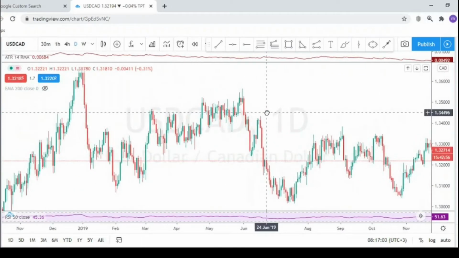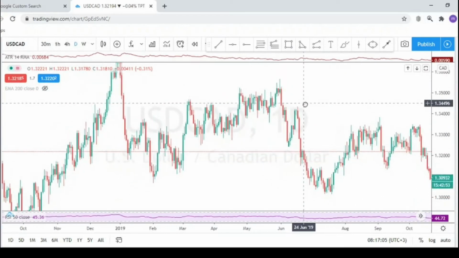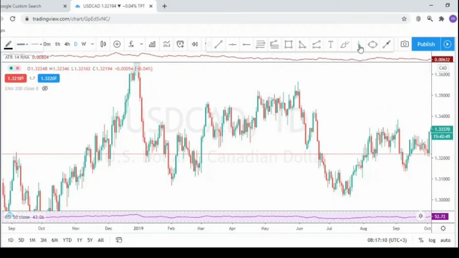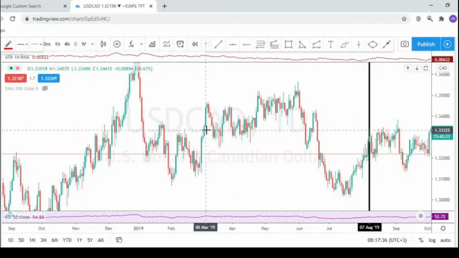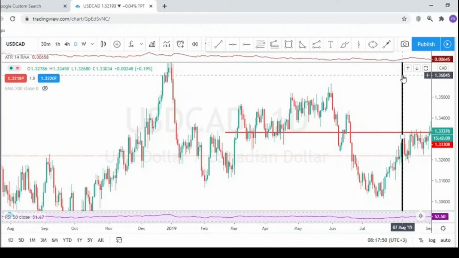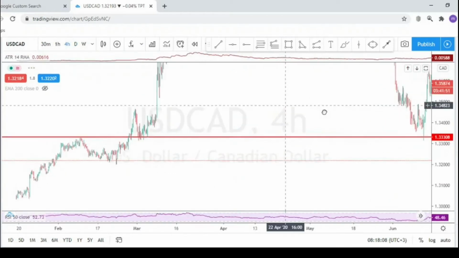The first example is on dollar Canadian, and on dollar Canadian I'll put a vertical line on this mark so that it will guide us when we go to a lower time frame later. And here is our dynamic level of structure that was tested multiple times, and here is our vertical line. We are on a daily time frame. Now let's drop on a lower time frame, like 4-hour time frame, and we'll see what happens.